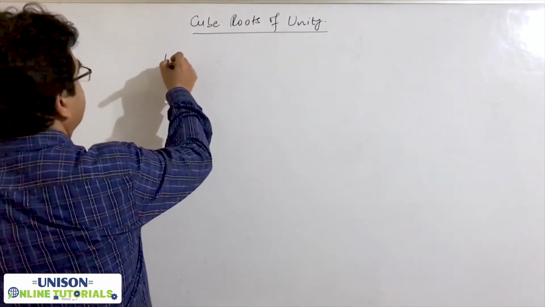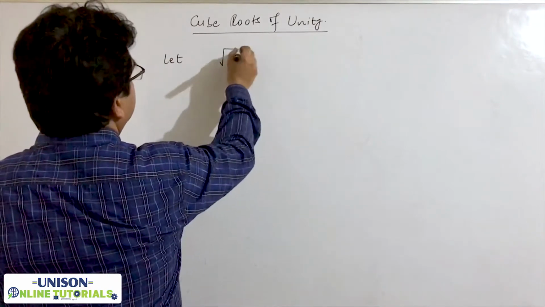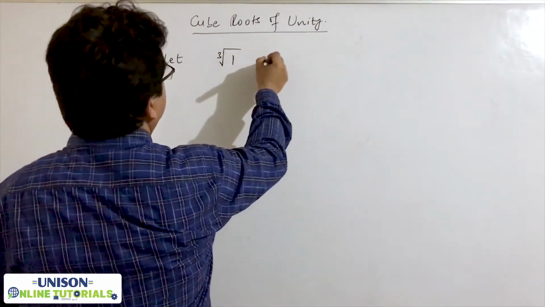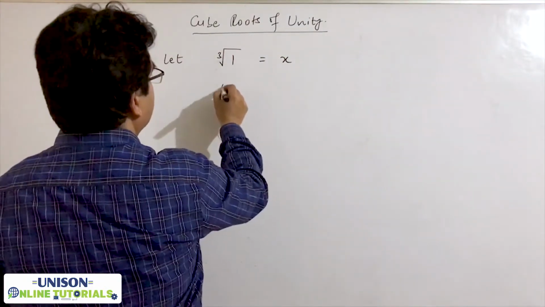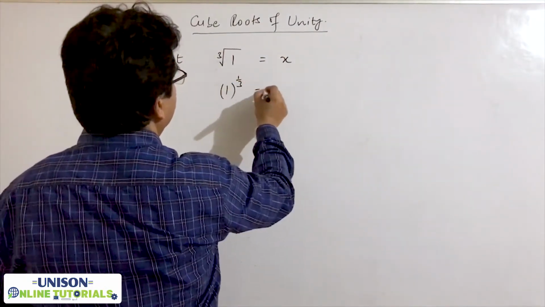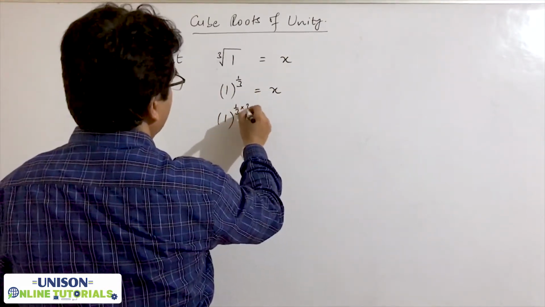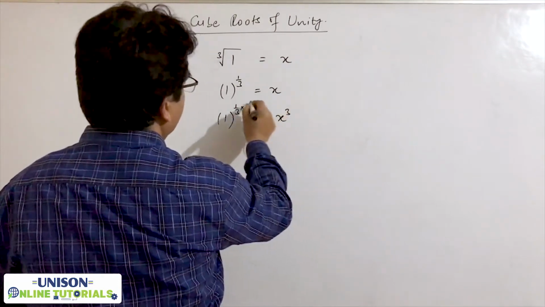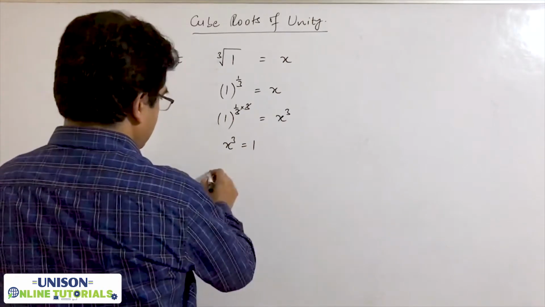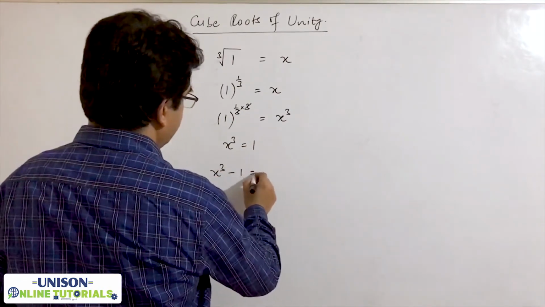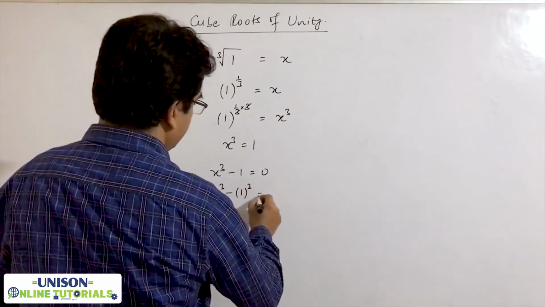So let the cube root of 1 be equal to x, or we can write it as 1 to the power 1 by 3 is equal to x. Now we cube both sides, so this becomes x cube is equal to 1. Now it will be written as x cube minus 1 is 0. It can be written as x cube minus 1 cube is equal to 0.